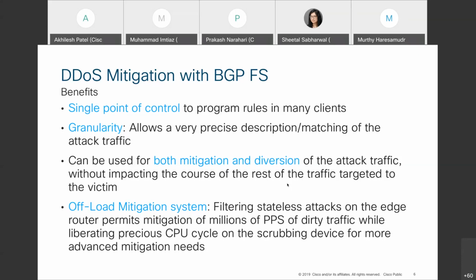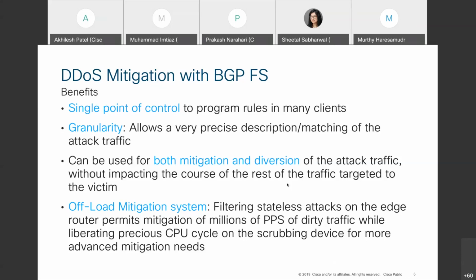And BGP flow spec can be used for both mitigation and diversion. Mitigation means that you can just drop the packets, and diversion can be subdivided into two categories. One is to send it to the cleaning system, quote unquote cleaning system, where you clean the traffic and send it back. The other one is you just divert the traffic towards another link, or a different network. And we have some examples about that too.